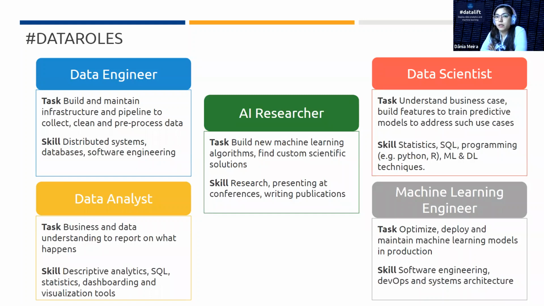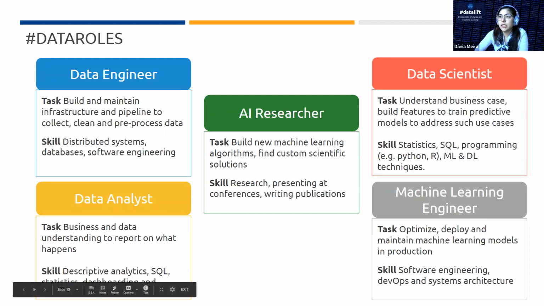And for the data analyst, it's to take that data and together with business understanding, be able to report on what happens. For the data scientist, the main task is to understand the business case and to build the features to train the predictive models addressing those use cases. The machine learning engineer here has the task to optimize and deploy those machine learning models in production. And as I mentioned before, the AI researcher is taking care of creating new machine learning algorithms and finding custom scientific solutions.